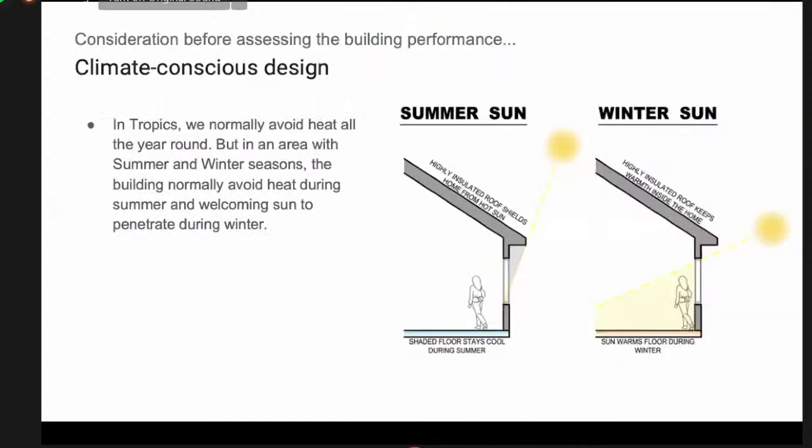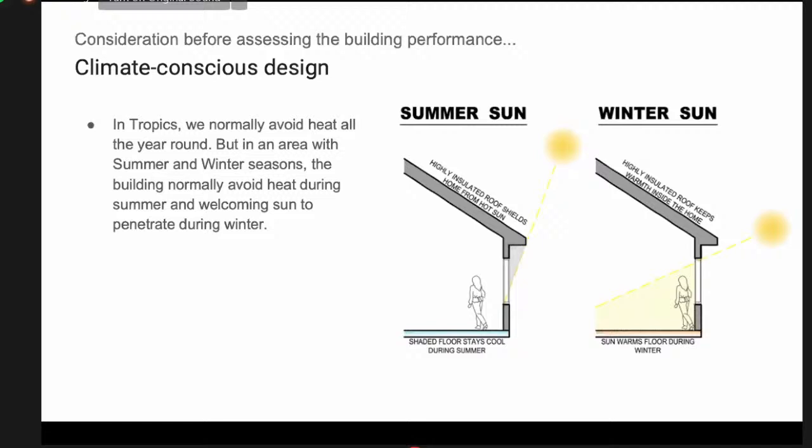Before we see what kind of building performance evaluation we can do in our design, since most of the building performance really looks at the basics of the building, I think it's really good for us to be climate conscious. So you really need to think about climate conscious design. Every location, every country has a different climate, and you really need to understand this condition first.